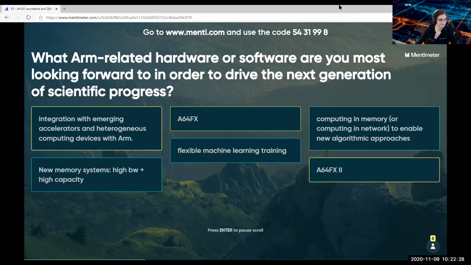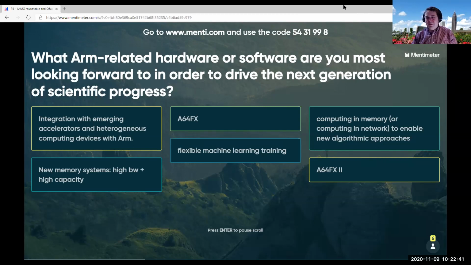Great. Does anyone have any? There's a lot of hardware things I see, A64FX revision 2. Does anybody have any specific software things that they see as being very exciting in this space?